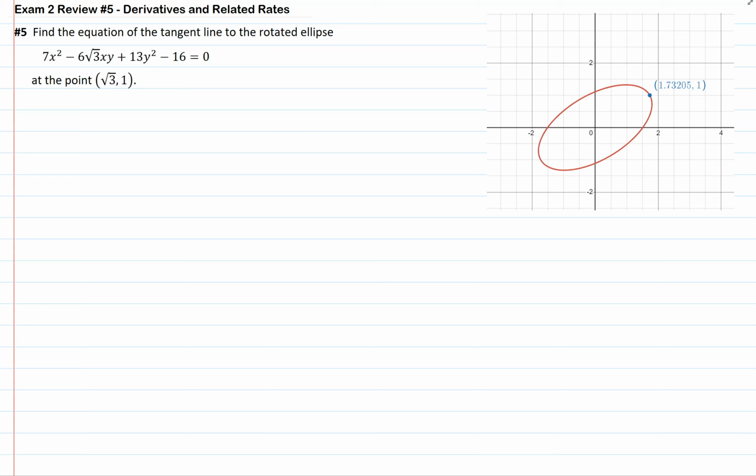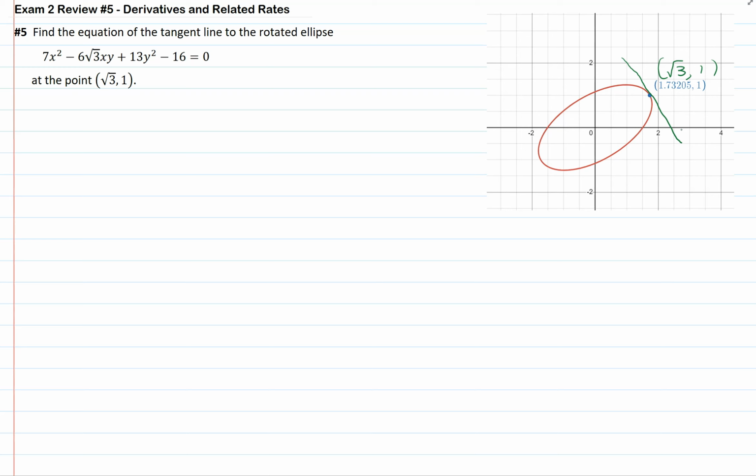So in this problem, we are looking at the equation of a tangent line to the rotated ellipse. Well, basically, it's that shape right there. I graphed it on Desmos just so we can see. And that point right there is (square root of 3, 1). Okay, so we're looking for the equation of the tangent line, meaning this one right there.